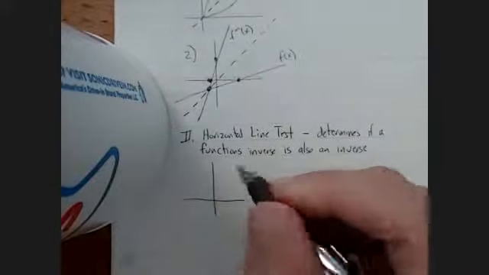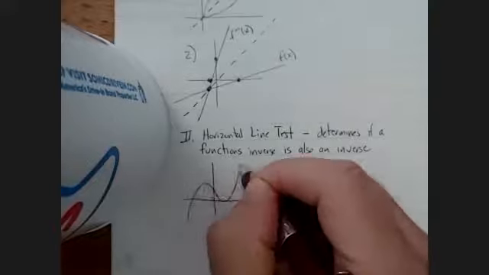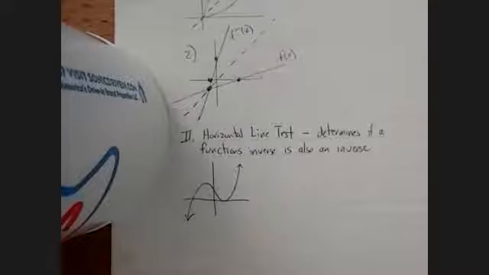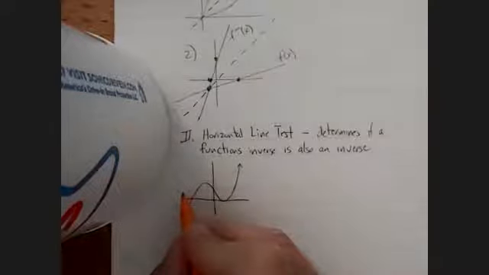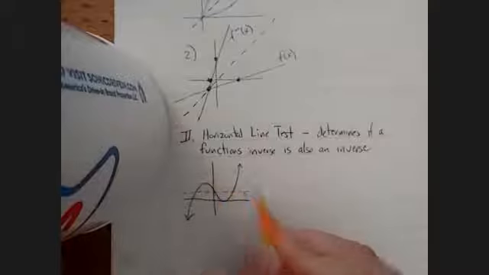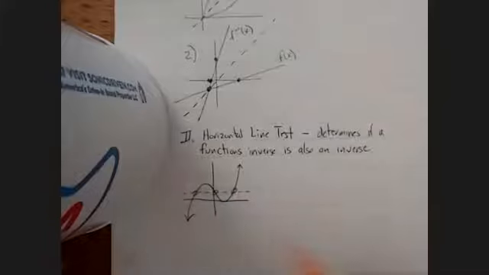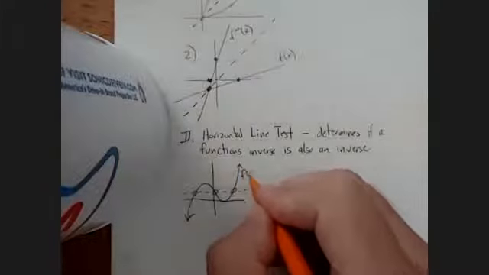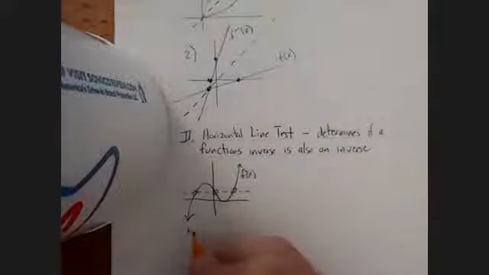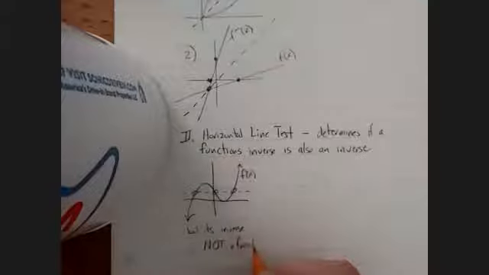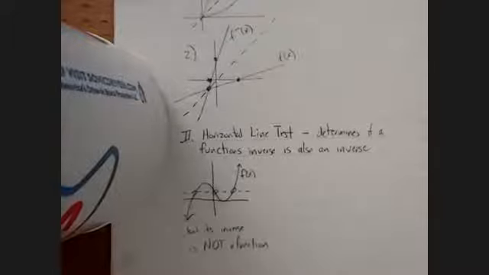So a couple of examples. This is really easy to tell because it works just like the vertical line test. So if I can draw a horizontal line that crosses in more than one place, well, that fails the horizontal line test. So this thing is a function, but its inverse is not a function because of the horizontal line test. So the horizontal line test is pretty easy, works just like the vertical line test.